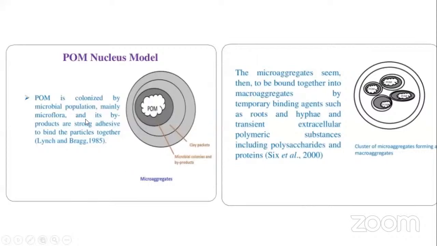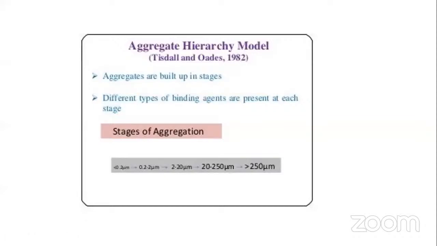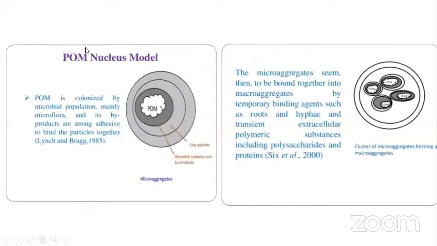The aggregate hierarchy model was given by Tisdale and Oades in 1982. This is very frequently asked, and this is the most accepted hypothesis for aggregate formation. Now, the POM nucleus model. What is POM?